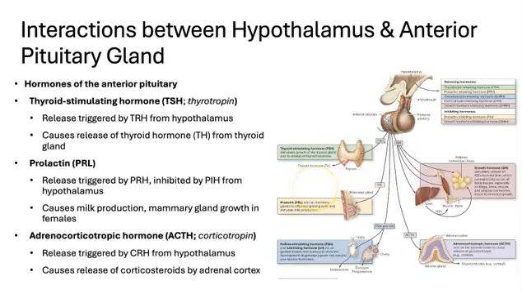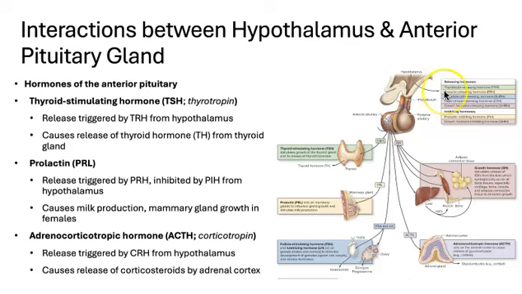Now let's review some of the hormones that are released from the anterior pituitary gland. First, we have our thyrotropin stimulating hormone, or it's simply called your thyroid stimulating hormone. And this travels over to our thyroid gland so that we can secrete the thyroid hormones from it. Next, we have prolactin that's released, and this is triggered by our prolactin, and we have all the names listed here.